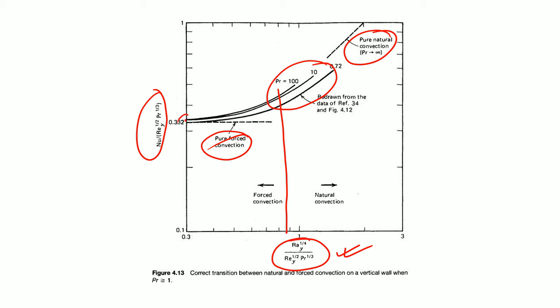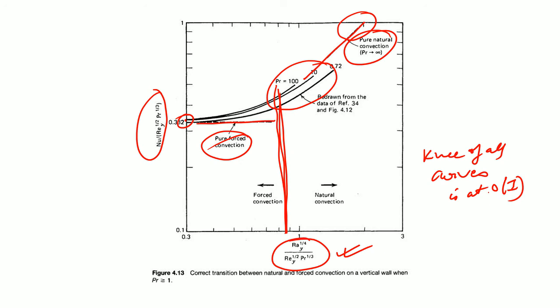And this we know is going to be 0.332, that is what we discovered earlier, if you remember, for the flat plate. Here is the forced convection, the pure natural convection limit, and these are the two asymptotes. But here the knee does not shift and they all fall around the value of around 1. So, the knee of all curves is at order 1 on the abscissa.